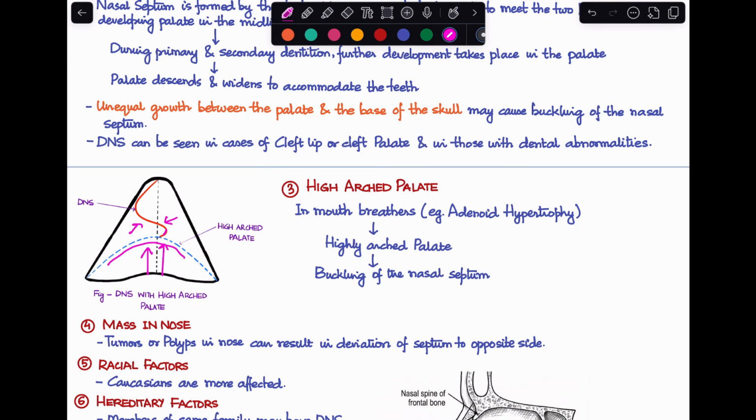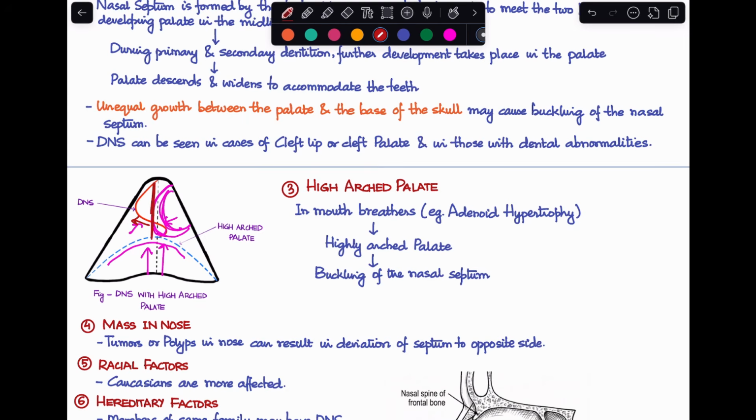Next, say we have any mass in the nose, any kind of tumor developing in the nose. It could be an angiofibroma or a rhinosporidiosis or inverted papilloma. If this tumor, or any polyp for that matter, starts to grow on the opposite side, getting larger, it will push the septum towards the other side, resulting in deviation of the septum. So a tumor or a mass in the nose could also be a reason why you have a deviated septum.